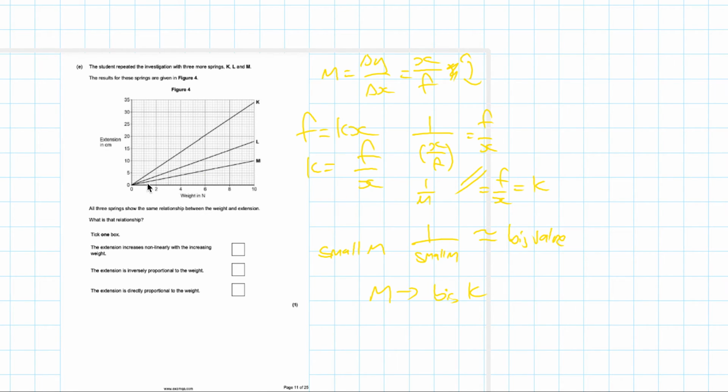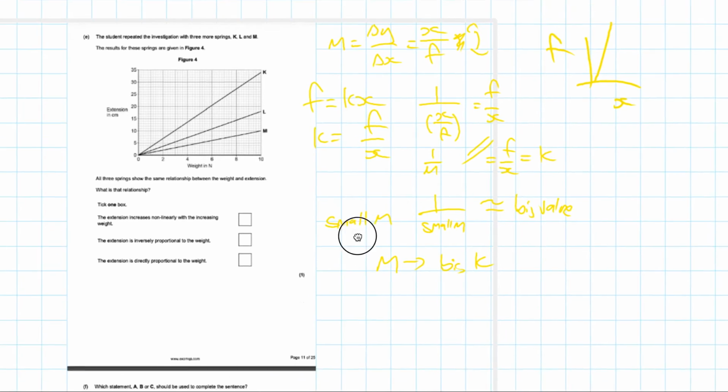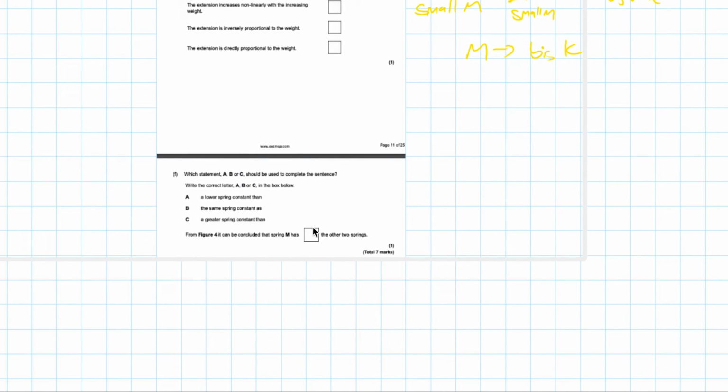If this was force, so if this was the opposite way round, so the axes were force and extension, then m would have a really big gradient. So therefore you could see it directly. But in this case, because the axes are swapped over, we have a smaller gradient. In this case, we can say m has a greater one. So the answer is C.